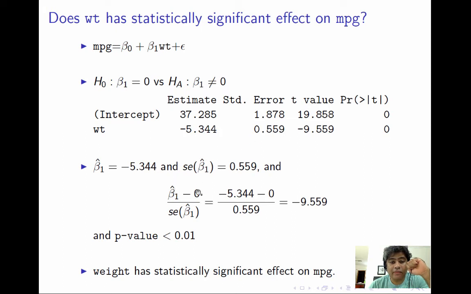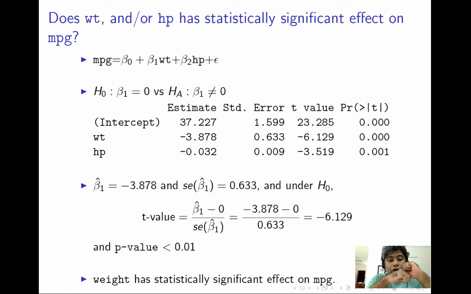So beta 1 hat minus 0, divided by the standard error of beta 1 hat, if you just plug in these values you will get negative 9.559, and the p-value is really small, smaller than 0.01. So we can say that weight has a statistically significant effect on miles per gallon. That is how we do a statistical significance test in typical data analysis.